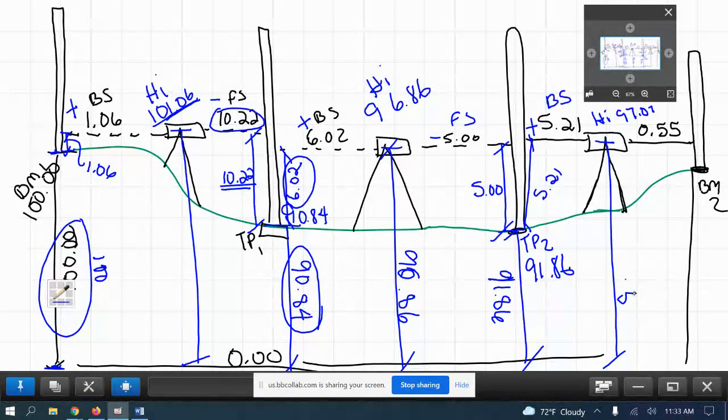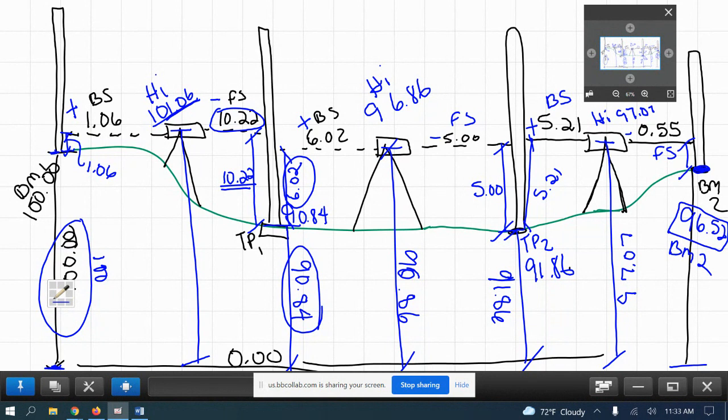So that means we're 97.07 from mean sea level. All right, so that was a plus. Now we go and we actually set something right here on benchmark 2. That's a foresight. So when you first set up, it's always a backsight, and then anything else will be a foresight. So our HI is 97.07. We subtract 0.55 from it because we're measuring down, and it gives us 96.52.